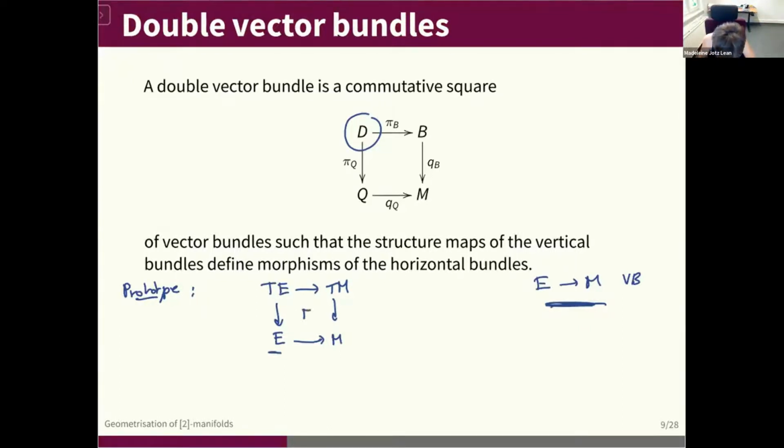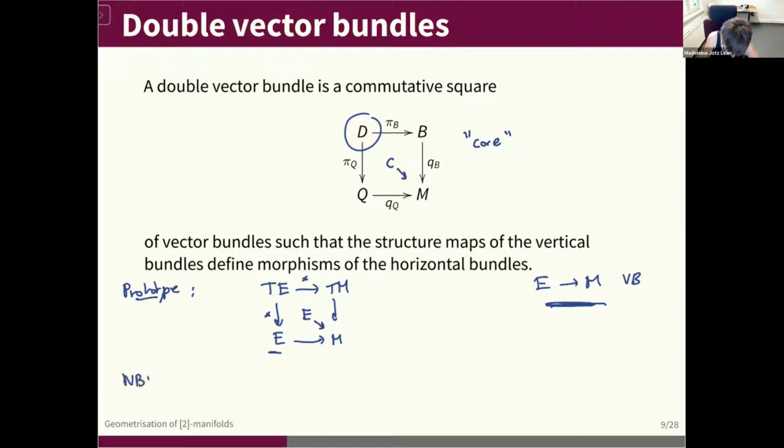So if you take the intersection of the two kernels of the two maps here and here, you're going to get again a vector bundle over E. In that case, it's E, but in general, it's always going to work. So this double kernel, which is called the core, is always a vector bundle over the double base M.